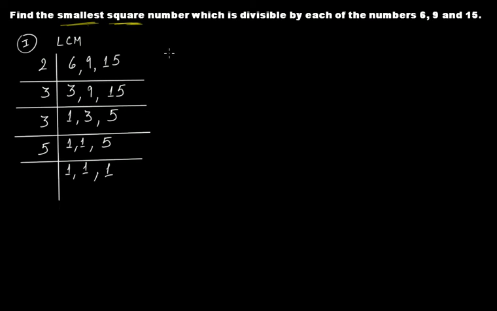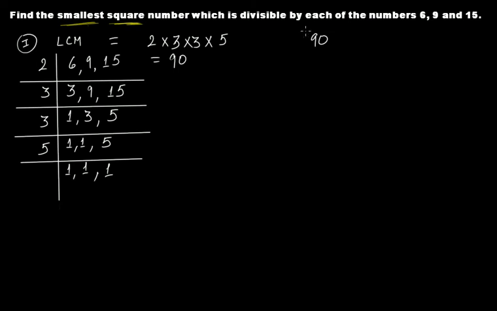Okay, so what is the LCM? 2 times 3 multiplied by 3 multiplied by 5. You get 2 times 3 is 6, times 3 is 18, times 5 is 90. Okay, now this 90, you have to check whether 90 is a perfect square or not. So check it.